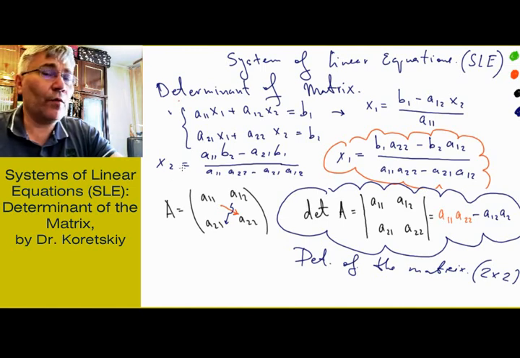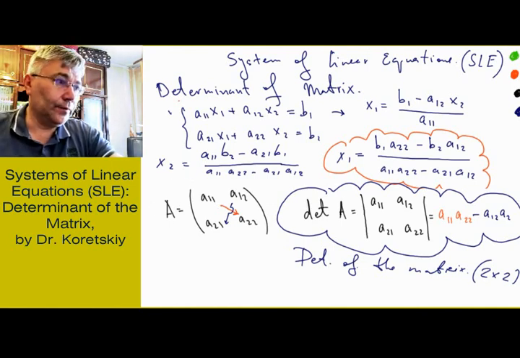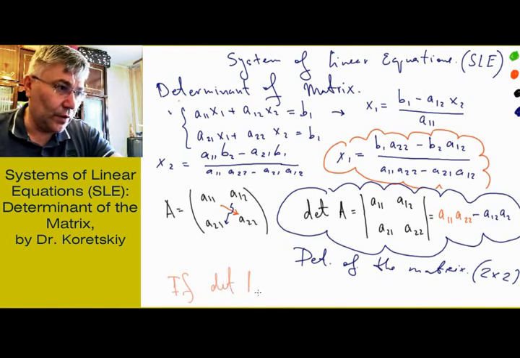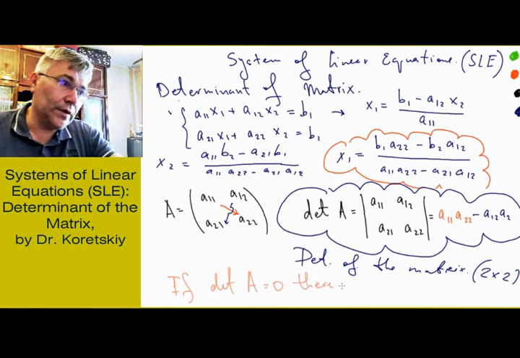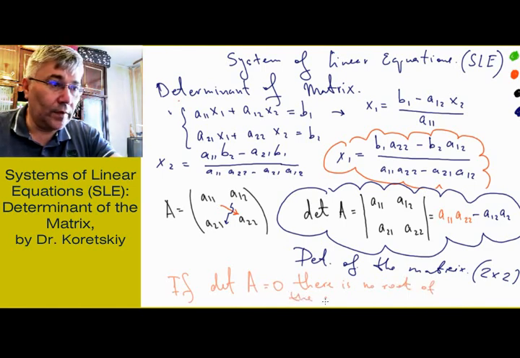Determinant. And we have a very important category from this calculation, because it's very important. If determinant of A equals 0, there is no root of the system of equations.